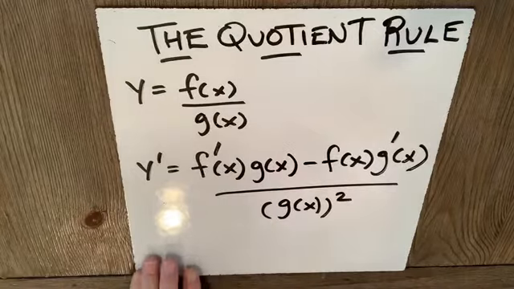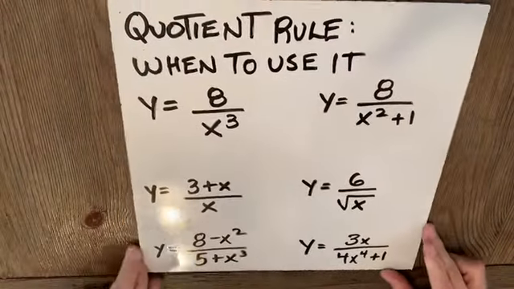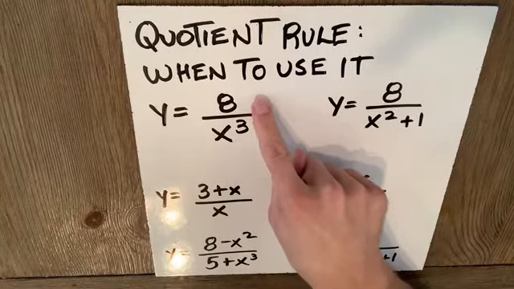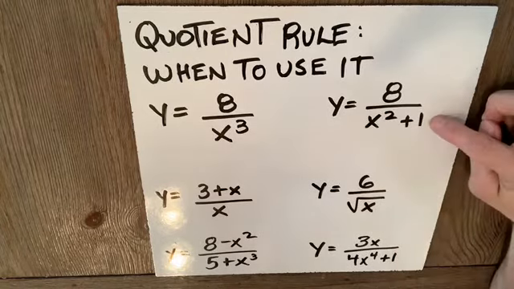So when do we use the quotient rule? Well, we could use the quotient rule on any function that looks like this. Y equals numerator f of x divided by g of x. Y equals numerator over denominator, f of x over g of x.